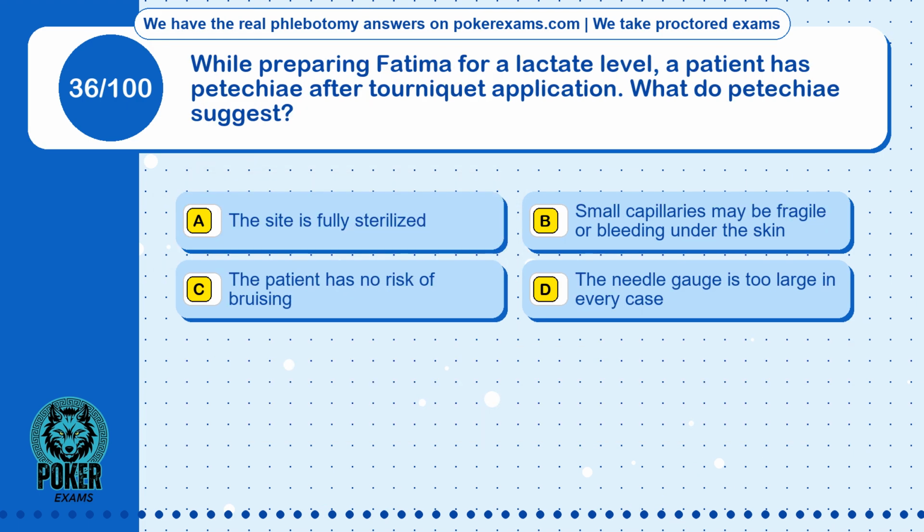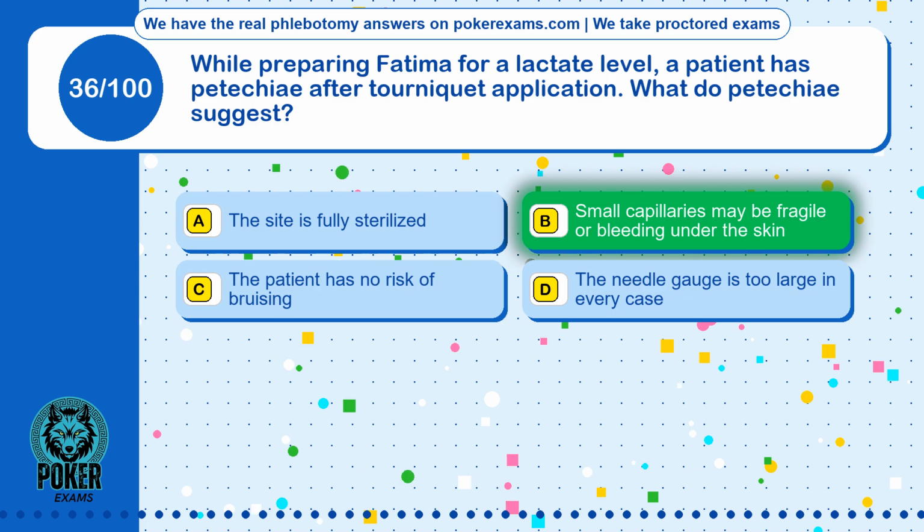Question 36. While preparing Fatima for a lactate level, a patient has petechiae after tourniquet application. What do petechiae suggest? Option A. The site is fully sterilized. Option B. Small capillaries may be fragile or bleeding under the skin. Option C. The patient has no risk of bruising. Option D. The needle gauge is too large in every case.